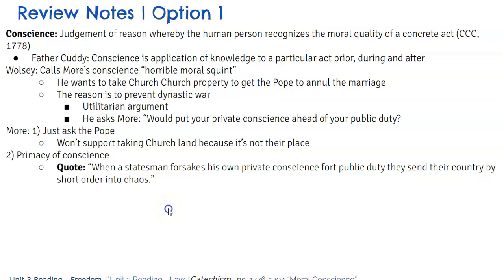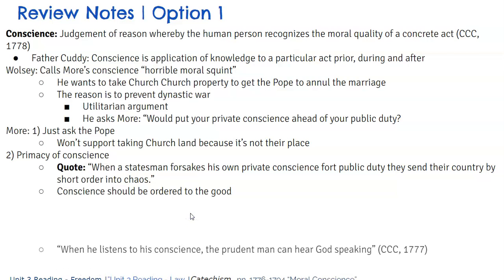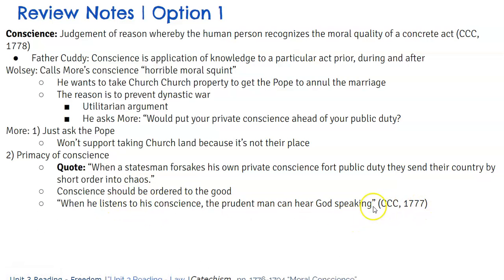Some of the Catholic theology that would apply here, I have some quotes from the Catechism. Ultimately our conscience should be ordered to what's truly objectively good, not just doing things as a means to an end. The Catechism states that when he listens to his conscience, the prudent man can hear God speaking. That's one of the reasons why Thomas More can't oppose his conscience, because your conscience is where you're alone face to face with God. That's why conscience is part of the subjective aspect of morality, because nobody knows what's in your heart. So for More to violate his conscience would ultimately be a violation of his faith and his relationship with God.